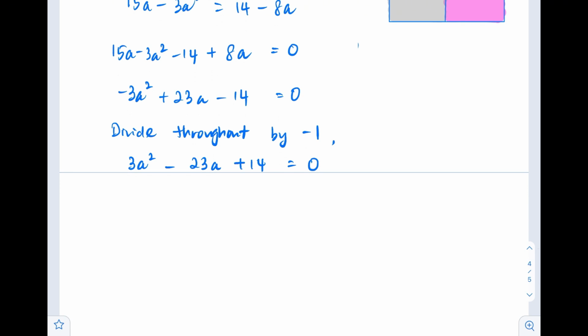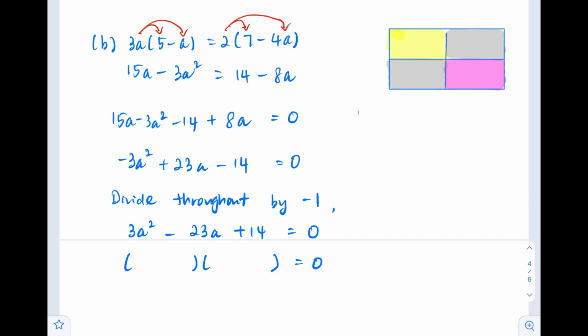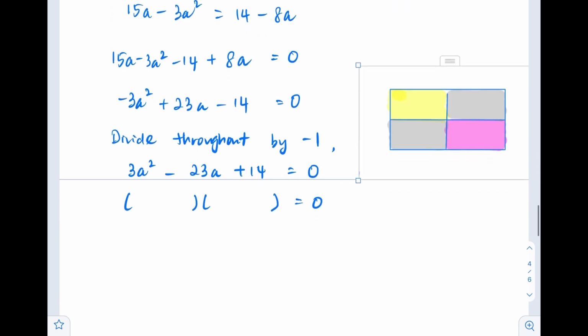So now what we have is 3a squared minus 23a plus 14, and this is the quadratic equation that we need to solve. To solve it, we need to first express it as something times something equals 0. To do that, again, we need to use our multiplication frame to help us. Let's write down our a squared term in the yellow box and our constant term in the pink box, and let's guess our factors. To get 3a squared, we have 3a times a. To get 14, we can have 2 times 7, or we can have 1 times 14.